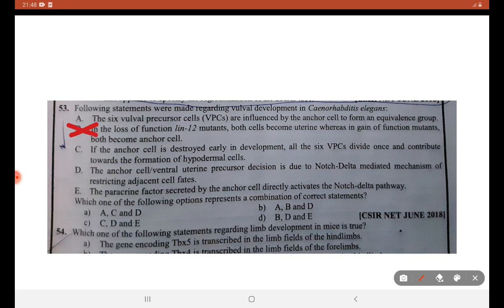If the anchor cell is destroyed in early development, all six vulval precursor cells divide once and they contribute towards the formation of hypodermal cells. Correct. The anchor cell, ventral uterine precursor decision is due to Delta-Notch mediated mechanism restricting adjacent cells. Yes, we have seen now. Paracrine factor secreted by the anchor cell directly activates the Notch-Delta pathway? No.